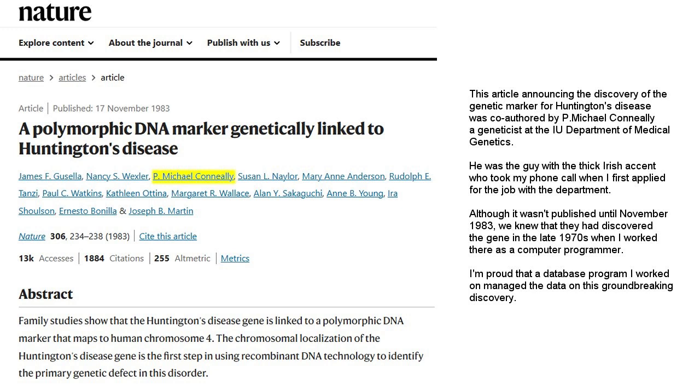One of the co-authors of the article is P. Michael Keneally, who was a geneticist at the IU Department of Medical Genetics when I worked there. He was the guy with the thick Irish accent who took my phone call when I first applied for a job with the department. Although this article wasn't published until November 1983, we knew that they had discovered the gene in the late 1970s when I was still working there. Apparently they just narrowed it down because Wikipedia reports that the exact location of the gene wasn't discovered until 1993.